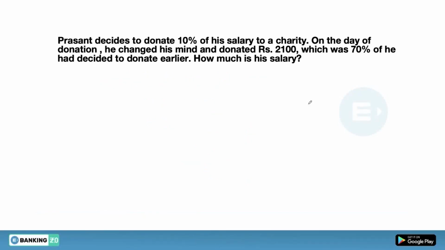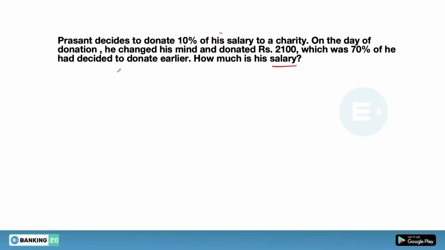The next question is: Prashant decides to donate 10% of his salary to a charity. On the day of donation, he changed his mind and donated rupees 2100, which was 70% of what he decided to donate earlier. How much is his salary? Let's try to solve this question in the easiest way. See, we can assume that his salary is X percent.